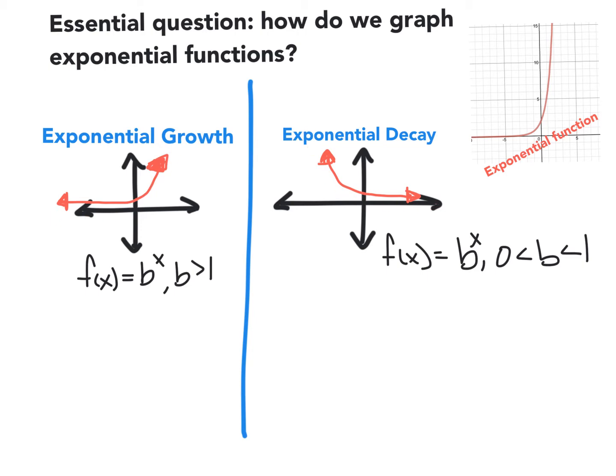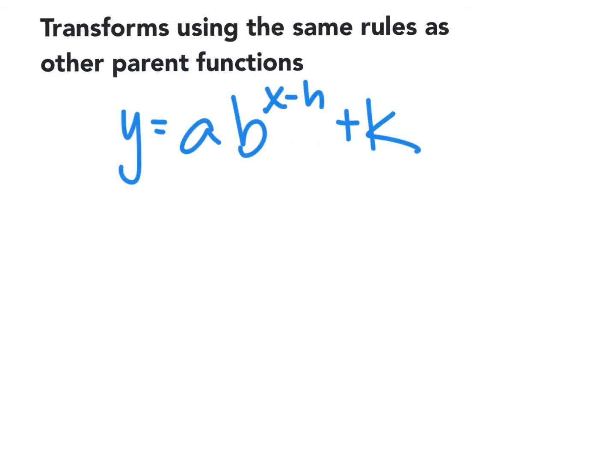Now, for exponential growth, this b that's being raised to the power of x will be greater than 1, whereas for decay it'll be some number between 0 and 1. Both the parent functions for growth and decay have horizontal asymptotes at y equals 0. Exponential functions follow the same rules as all the other parent functions.